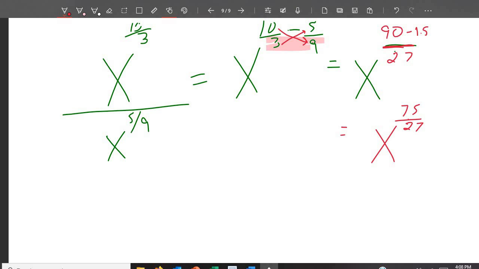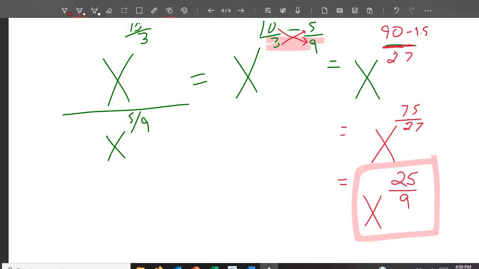Now, you always try to simplify the exponent if you can. Notice both of these are divisible by 3. 75 divided by 3 is, let's see, 25. Duh. 25/9. This is the answer. X to the 25/9. Let me make that x a little bit bigger. It looks kind of weird. X to the 25/9. There we go.